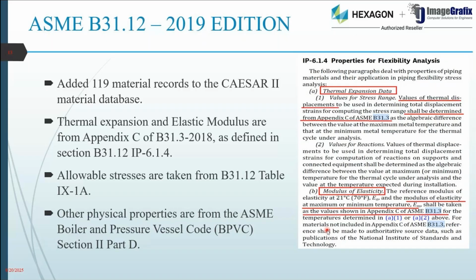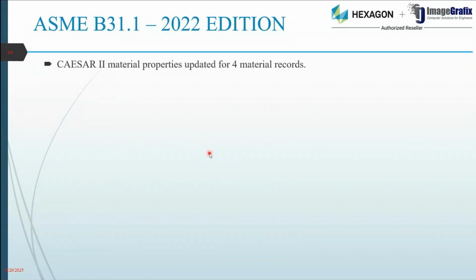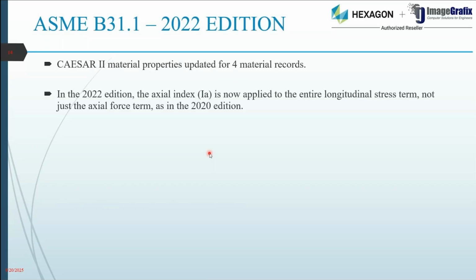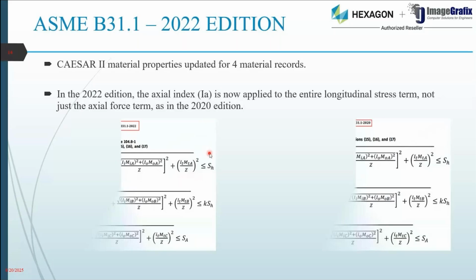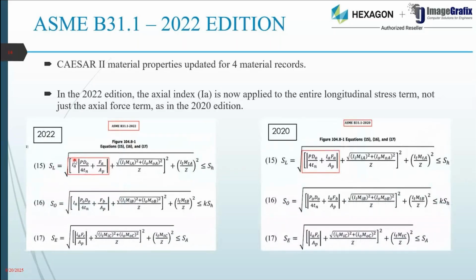Moving further, B31.1 2022 edition. There are some material database updates in the 2022 edition of B31.1, so that has been updated in Caesar II. And in the 2022 edition, the axial index IA is now applied to the entire longitudinal stress term, not just the axial force term as in the 2020 edition. If you look at the code equations, we can see IA has been applied to both PD by 4T plus F by A. Previously, it was applied only to F by A alone. So that is a major update.